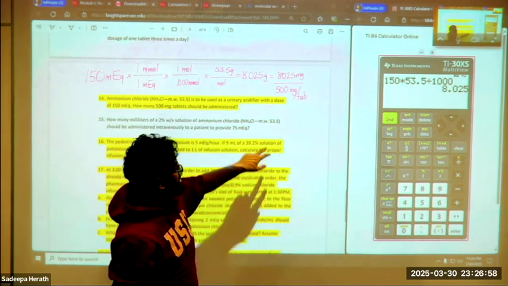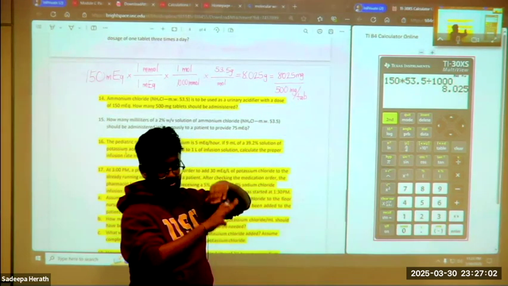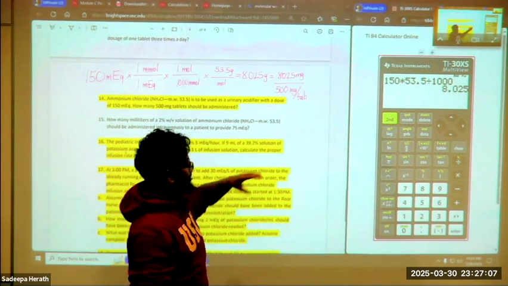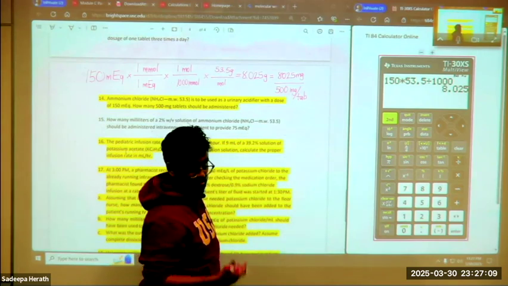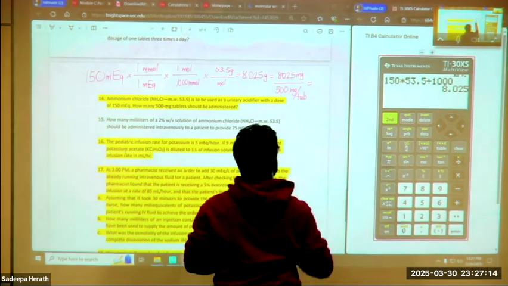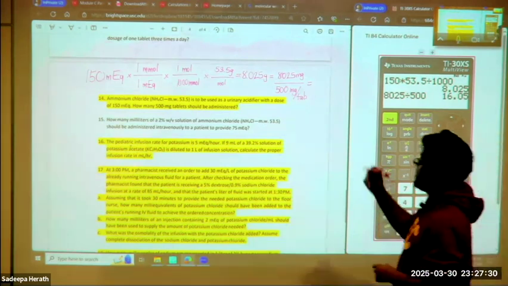So when you're dividing a fraction like this, you're basically multiplying by the reciprocal. So tab is on the top now, and then the milligrams cancels out, right? Cool. And so you're left with tabs as a unit. All we had to do is calculate this now. 8,025 divided by 500 equals 16.05. So 16.05.